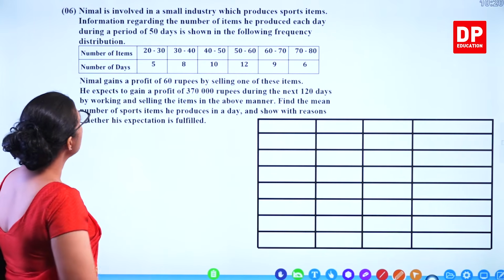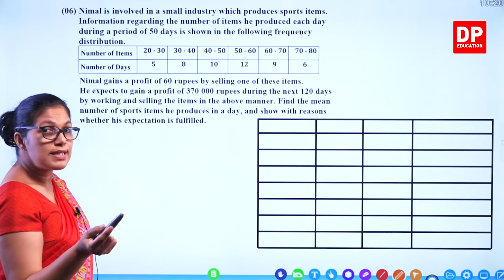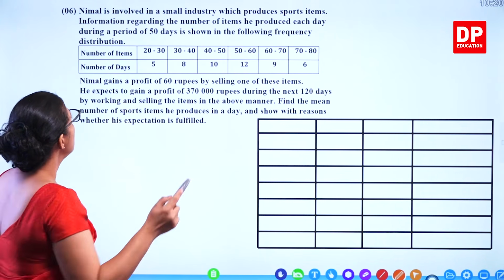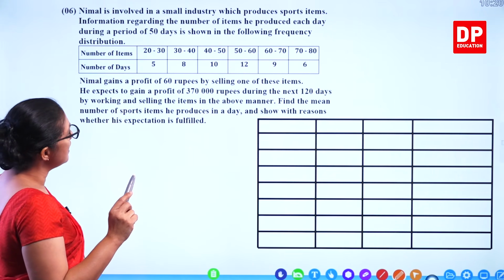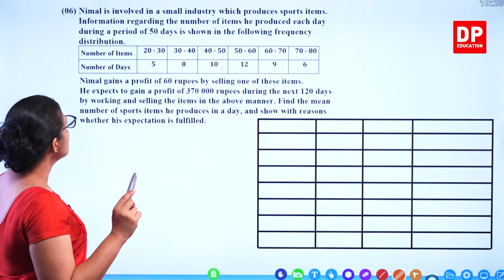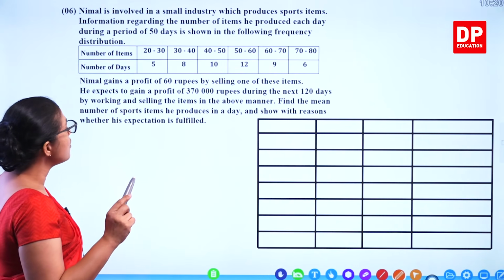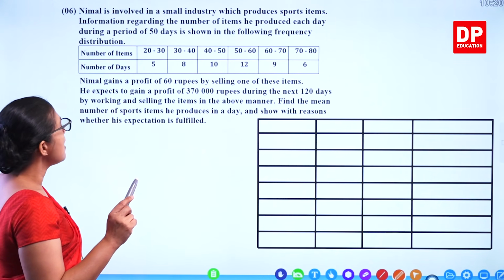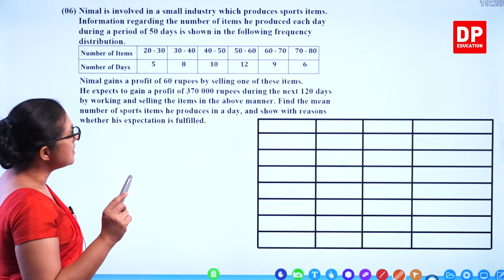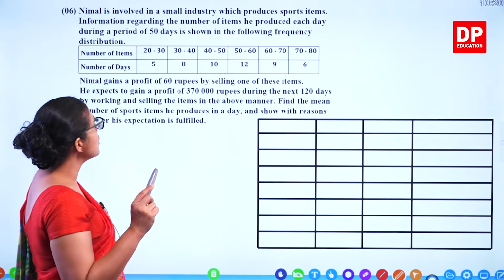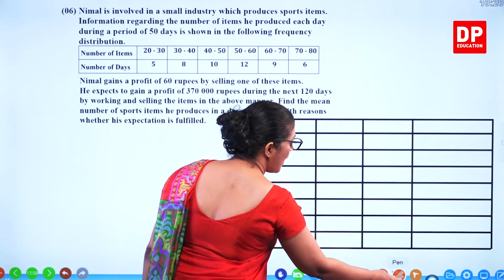So the class widths are equal, 20 to 30, 30 to 40. So the widths are equal and the boundary is given. No gaps in between these two values. Nimal gains a profit of 60 rupees by selling one of these items. He expects to gain a profit of 370,000 rupees during the next 120 days by working and selling the items in the above manner. Find the mean number of sports items he produces in a day and show with reasons whether his expectation is fulfilled. So first we have to find out the mean value.